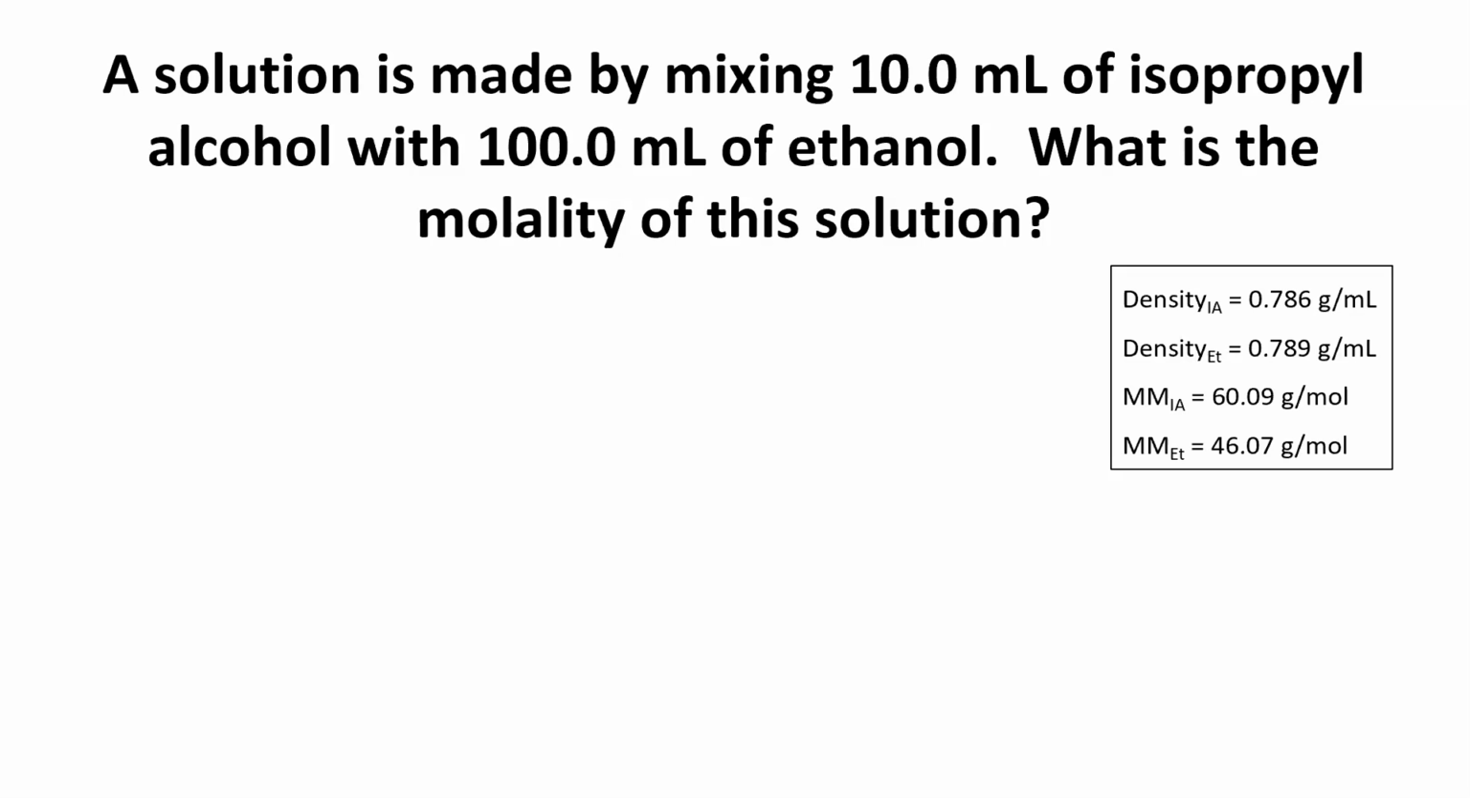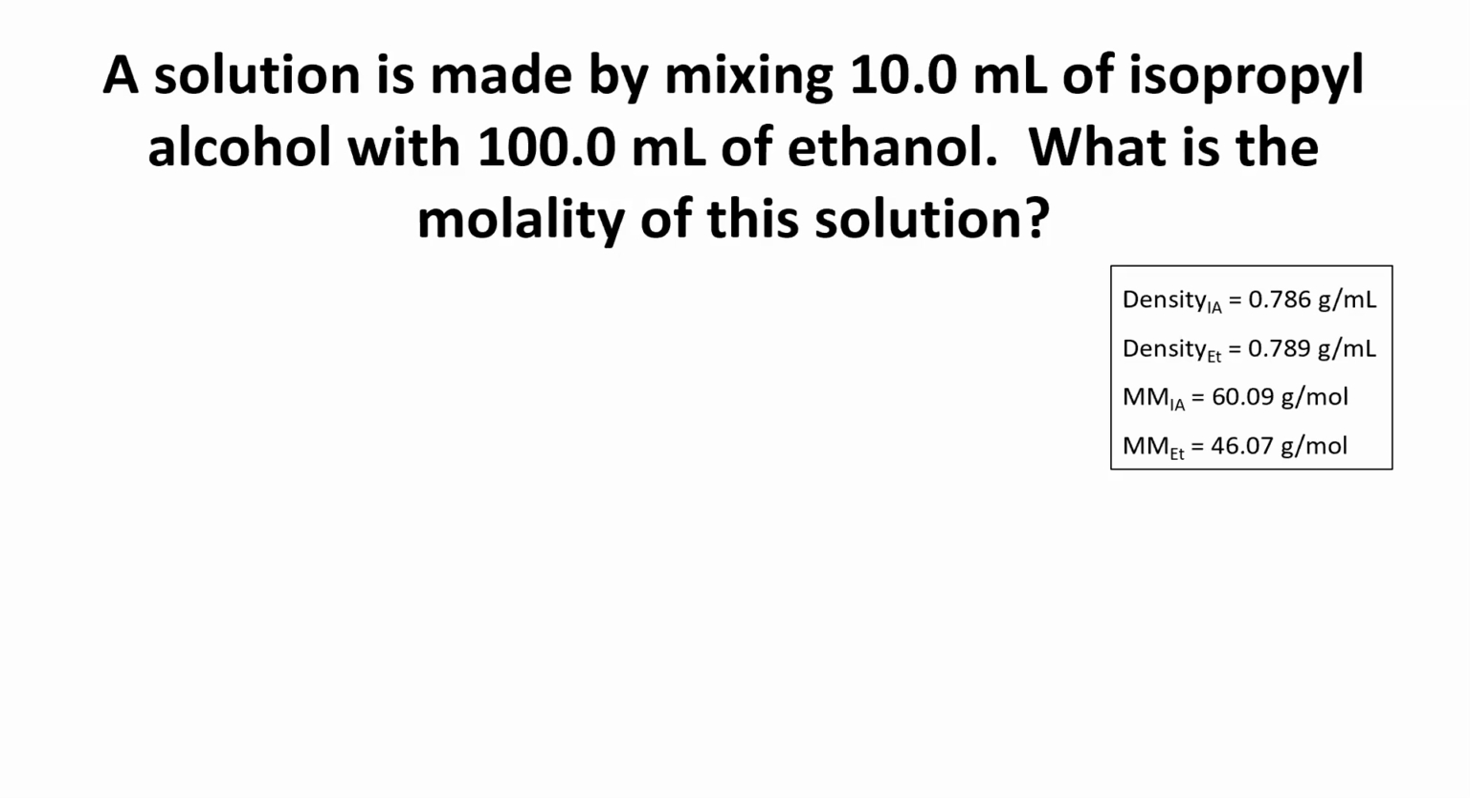And here's the question. A solution is made by mixing 10.0 milliliters of isopropyl alcohol with 100.0 milliliters of ethanol. What is the molality of this solution? So molality is one of our new units. So we'll take this time to remind you that molality is moles of the solute per kilogram of the solvent. So again, the denominator is different from molarity. It's not the liters of the whole solution. It's kilograms of just the solvent.